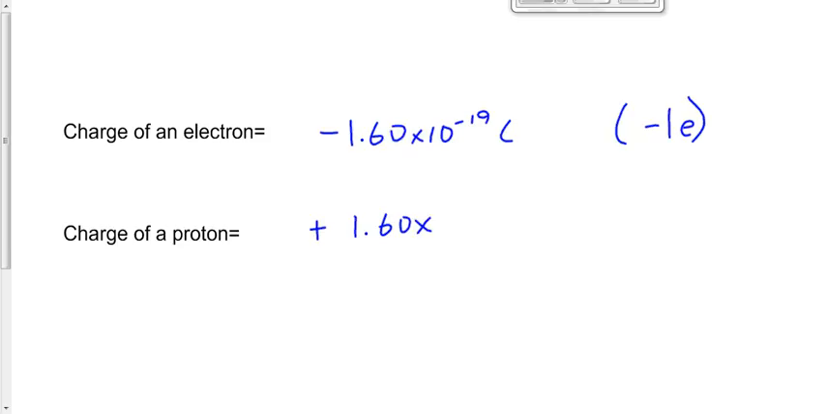The charge of an electron is negative 1.60 times 10 to the minus 19 coulombs, which is negative 1 times this mysterious elementary charge we'll talk about in our last unit. A proton is positive 1.60 times 10 to the minus 19 coulombs, which is plus 1e, positive 1 times this mysterious elementary charge. We'll learn exactly what that elementary charge is later on this year, but for now, let's just go with it.